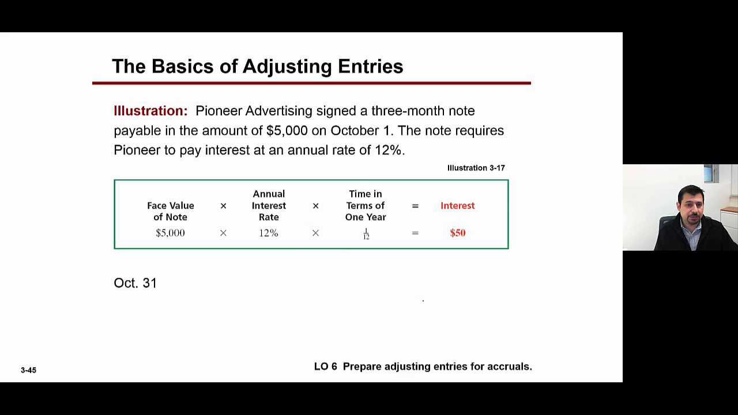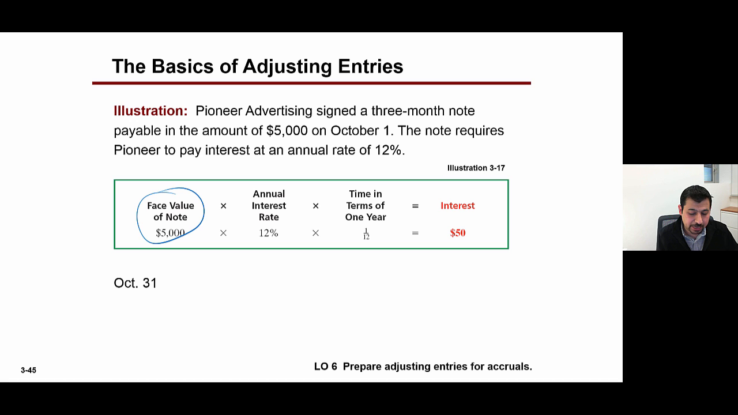For example, Pioneer Advertising signed a 3-month note payable in the amount of $5,000 on October 1st. The note requires Pioneer to pay interest at an annual rate of 12%. Now, whenever you are faced with a question like that, you need to calculate the interest amount. The interest amount depends on 3 things. It depends on the face value. This is the original amount of the loan, so in this case, the face value of the note is the $5,000 original amount.